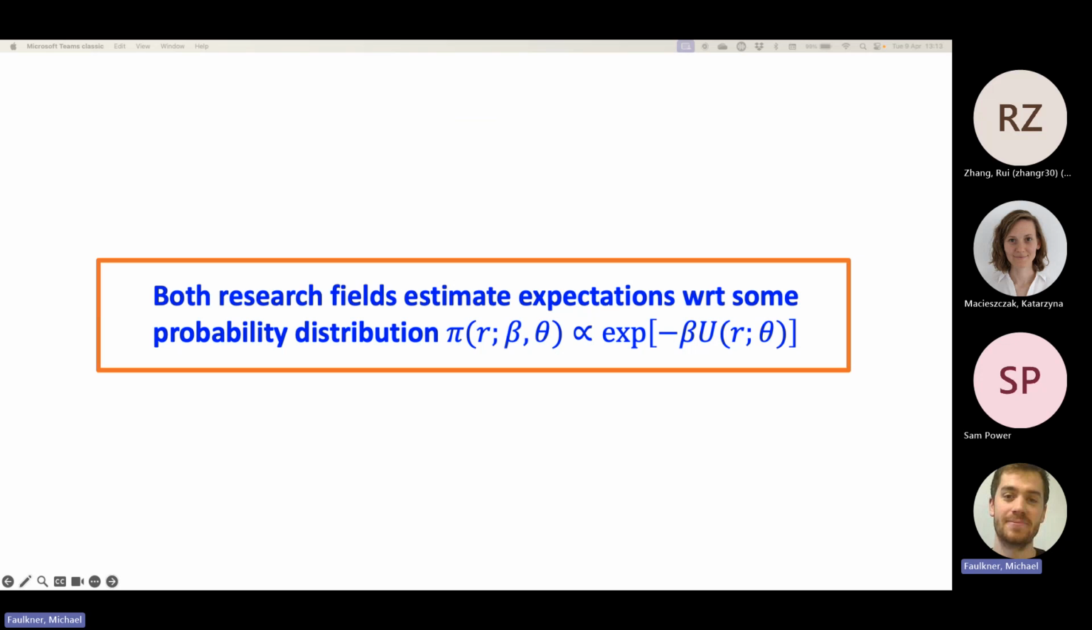Okay, so I suppose the first place to start with is, what exactly is it that statistical physicists do, and what are the similarities and differences with Bayesian statistics? At a high level, the goals within each discipline are pretty much the same, and that's to sample from and estimate statistical expectations with respect to some usually quite challenging probability distribution pi, which in our case is this Boltzmann distribution.